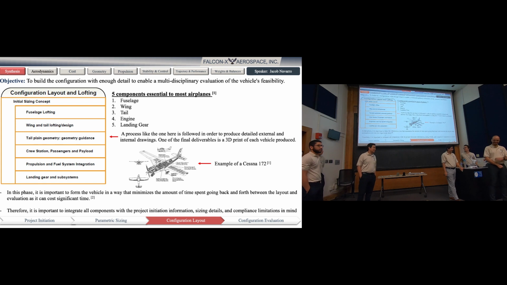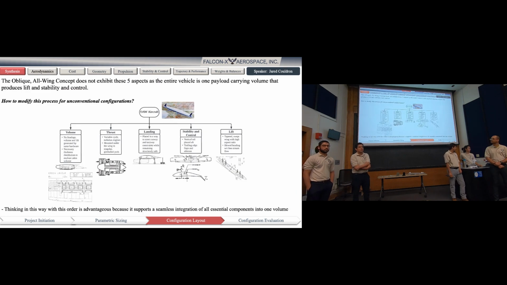So as we finish up sizing, we take those budgets Jared just talked about and we begin to distribute them across the vehicle. Now how this typically looks is you have the 5 components essential to any airplane: fuselage, wing, tail, engine, and landing gear. Except it's not any airplane. Ours, as you can see, is just the wing. So we ask ourselves, how do we modify the standardized process for unconventional configurations?